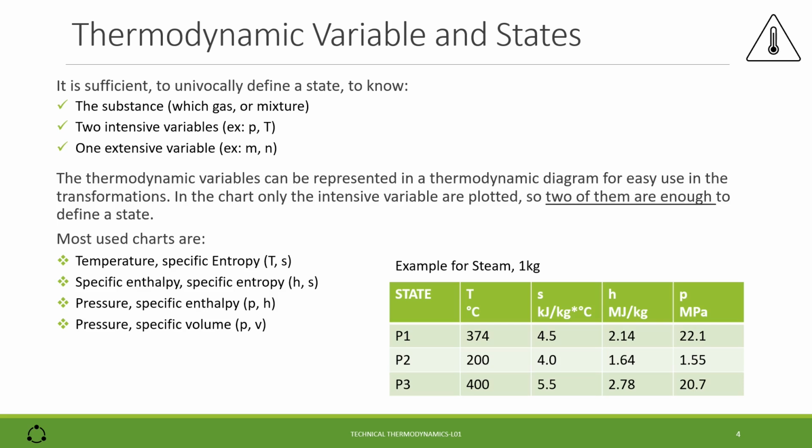In the example, we choose a medium, steam, and then the mass, 1 kilogram, that is an extensive variable. We want to plot three different states, P1, P2, and P3. Also, we need two intensive variables for each state. We choose the temperature and the specific entropy. The remaining variables can be found. Here we represent only four variables to make it simple.